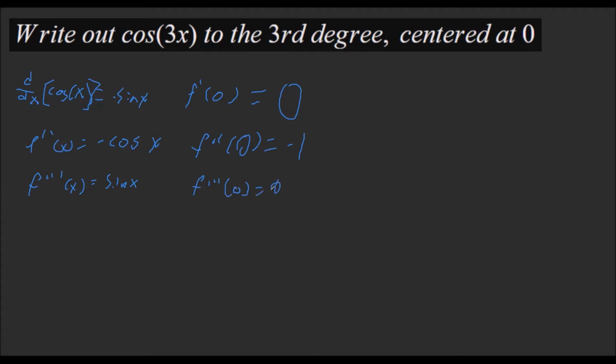If you don't know why this is, then just take a look back at your unit circle. And f of 0, that being cosine 3 times 0, is going to be equal to 1. So we've got all our derivatives in order. We might as well write out the equation now.